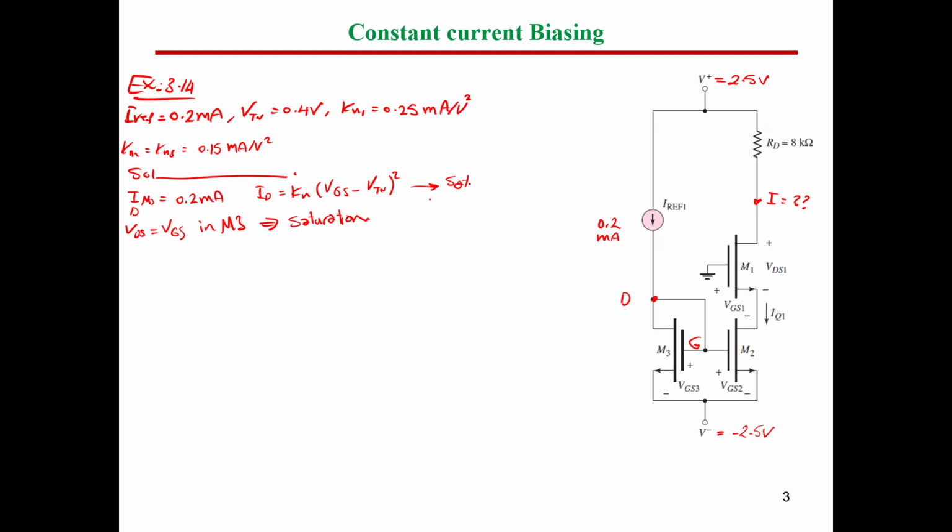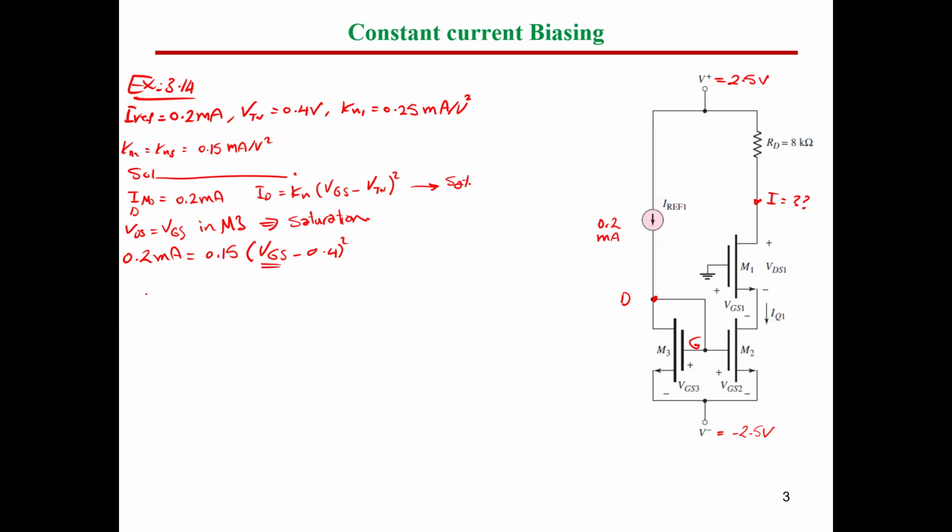So simply, guys, if we apply now this relation, ID equals 0.2 milliampere equals Kn, which is 0.15 milliampere per V square, times (VGS, which is unknown, minus VTN, which is 0.4 volt) all square. So we will have now one unknown in this relation.